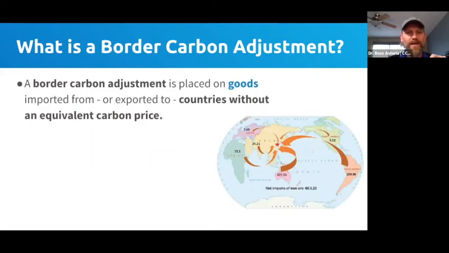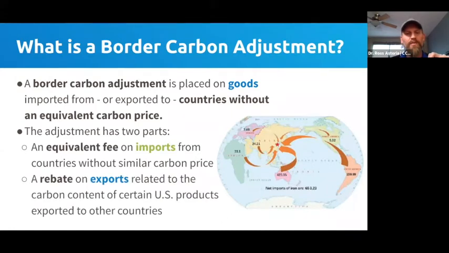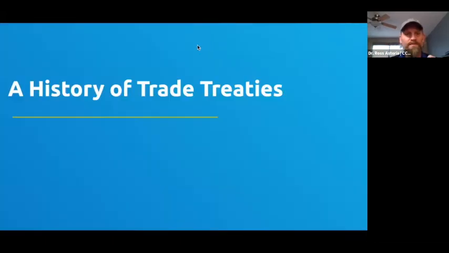So generally, at a high level, what is a border carbon adjustment? A border carbon adjustment is placed on goods imported from or exported to countries without an equivalent carbon price or other mitigation policies. It has two parts. The first is an equivalence fee on imports from countries without a similar carbon price, and the second is a rebate on exports from the United States that are going to other countries. That's the general overview. We'll get into some details in a moment.